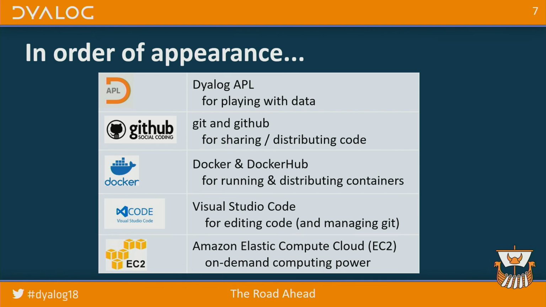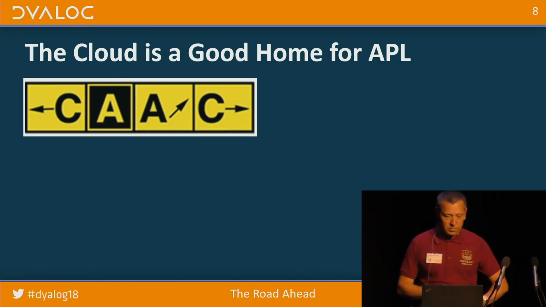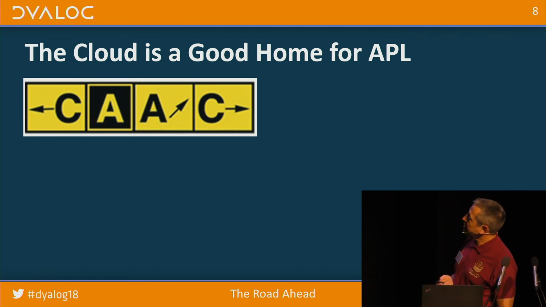Docker and Docker Hub, those are really the new technologies driving the cloud. It is so easy to create these containers and run them on the cloud. And I'll be talking more about how this stuff was all built on Wednesday. Visual Studio Code, I think I've been using it for a few days now. It's very, very nice. I might actually end up editing a lot of APL code there, believe it or not, although I've been using Dialog APL for decades. And of course I used the AWS EC2. The cloud is a good home for APL.